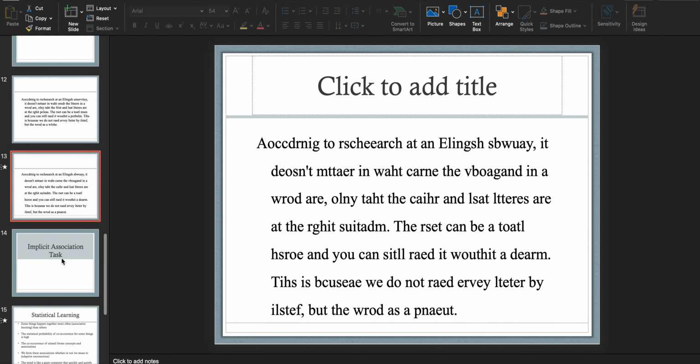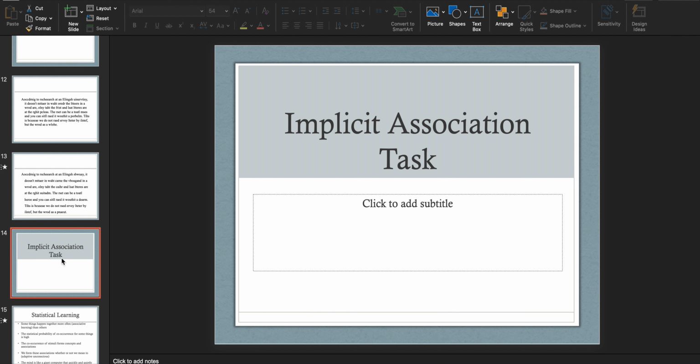And another illustration would be the implicit association task. Right? If you haven't taken one of these, the implicit association task is supposed to measure people's implicit associations, right? The associations they make outside of their conscious awareness. And the implicit associations are viewed as associations that people form based on the regularity presented to them in the environment.